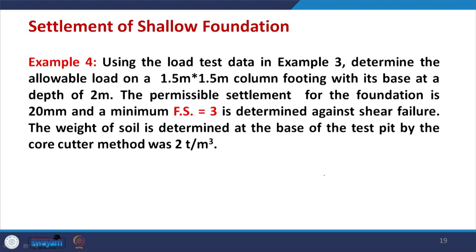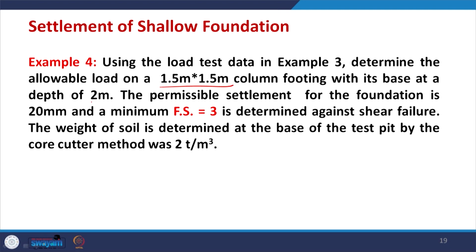The question is: using the load test data in example 3, determine the allowable load on a 1.5 meter by 1.5 meter column footing. You have a square footing, but now the footing dimension is different. Earlier it was 3 meter by 3 meter. So, be careful, here it is 1.5 meter by 1.5 meter with its base at a depth of 2 meter.